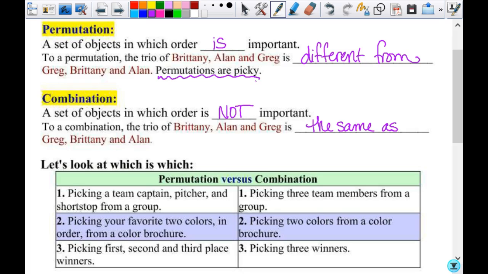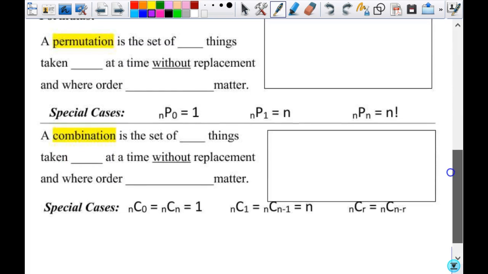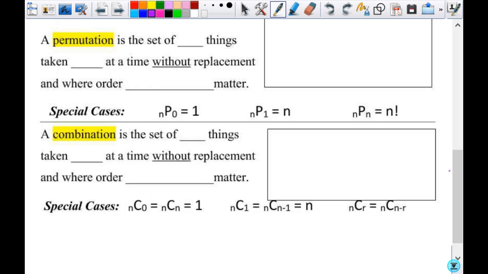All right, so your formulas look like this. It says a permutation, so go ahead and highlight permutation, maybe highlight something else too, is a set of n things.